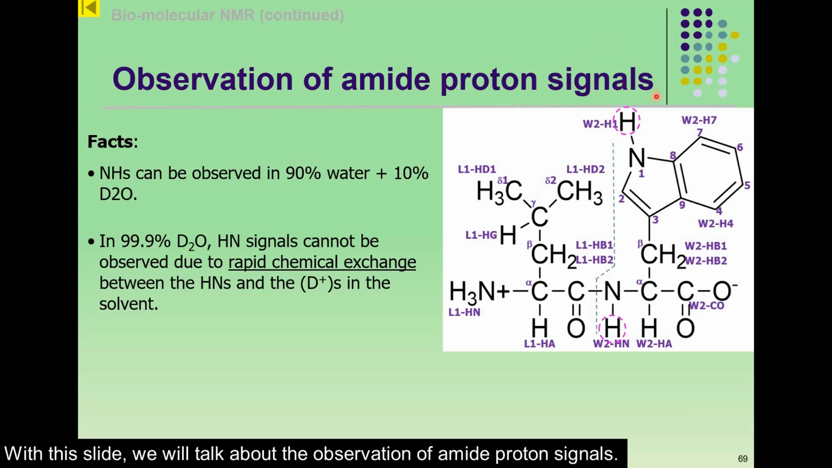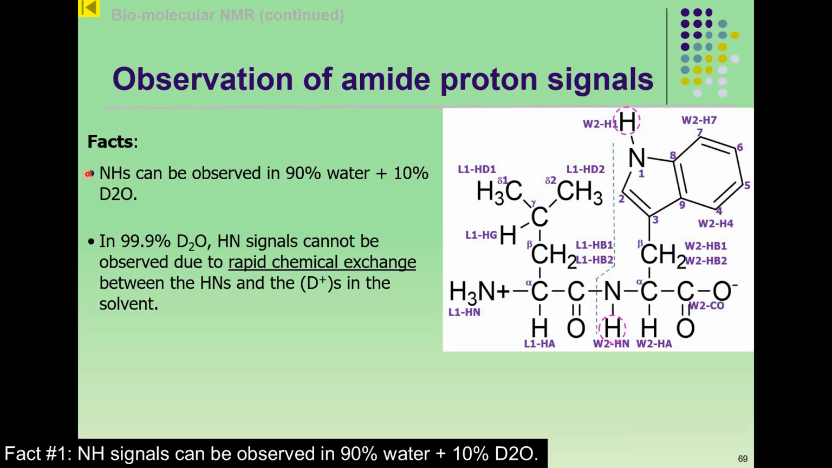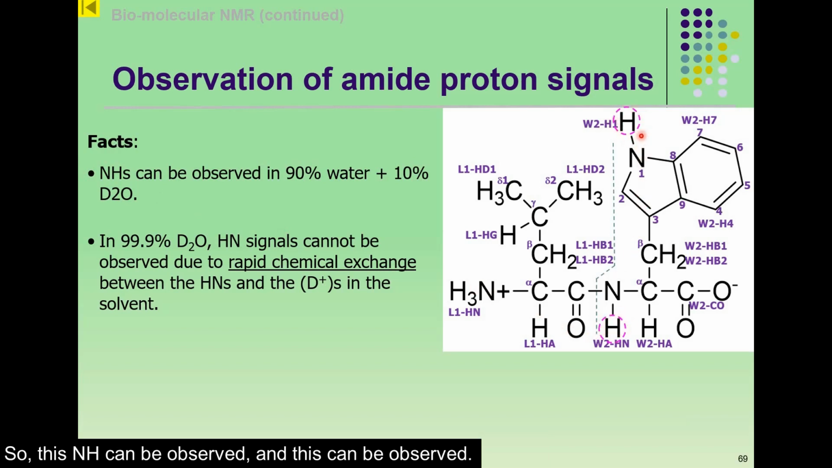With this slide, we will talk about the observation of amide proton signals. Fact number 1: NH signals can be observed in 90% water plus 10% D2O. So, this NH can be observed, and this can be observed. And it is important to observe them in protein assignments.